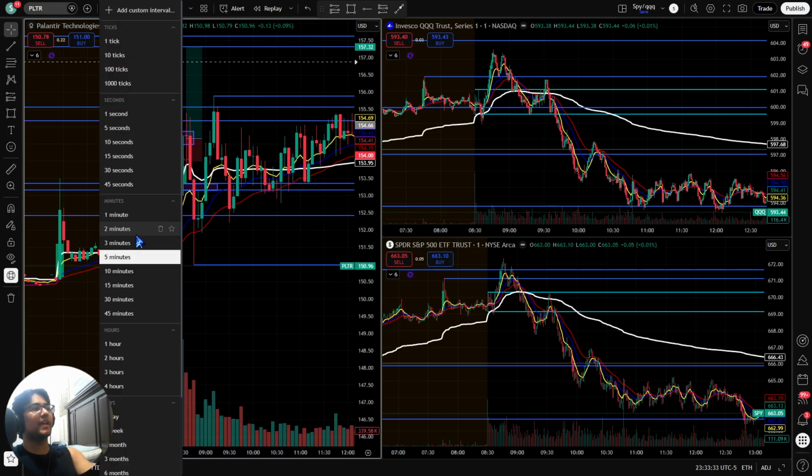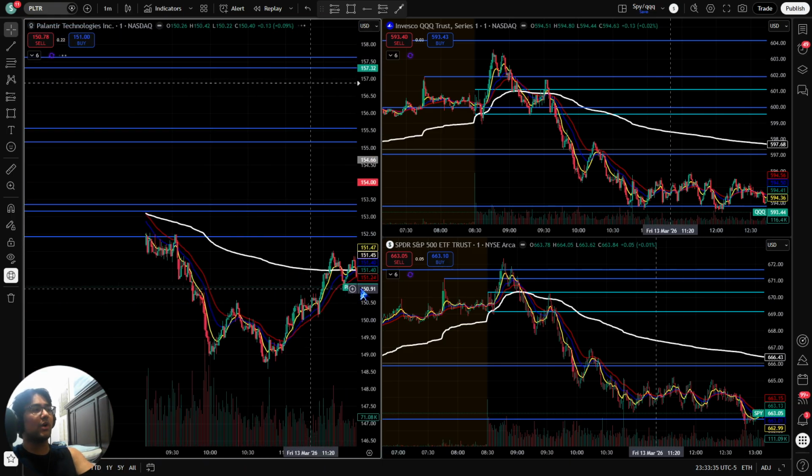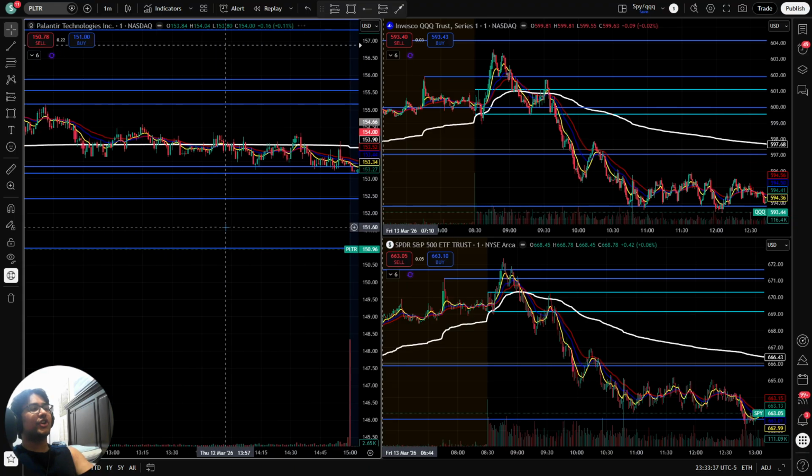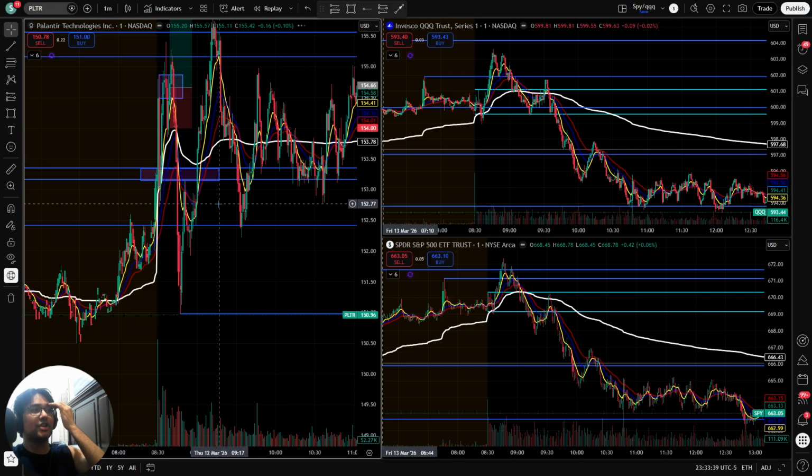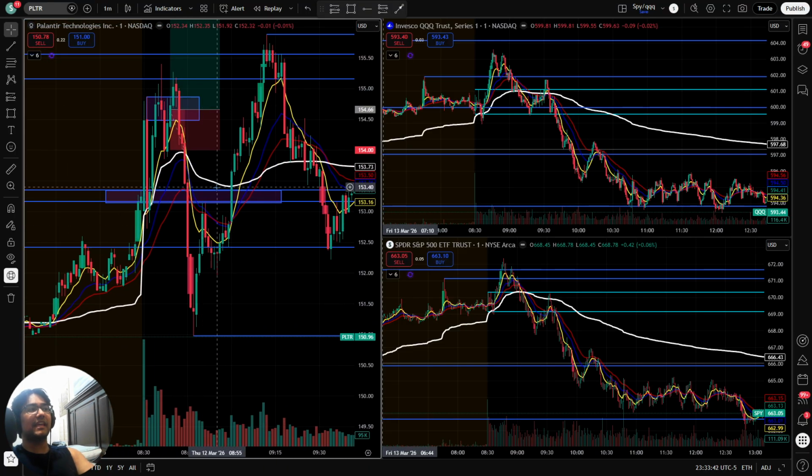This was a good example. This was on Thursday, March 12th. This was this trade. I have a live trading session, but I pretty much talked about this trade. Didn't end up taking it, but I talked about it and how it looks on a higher time frame.